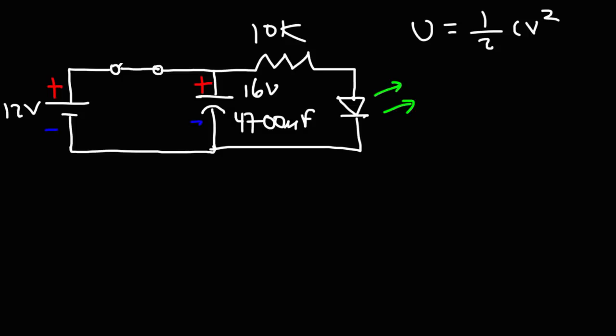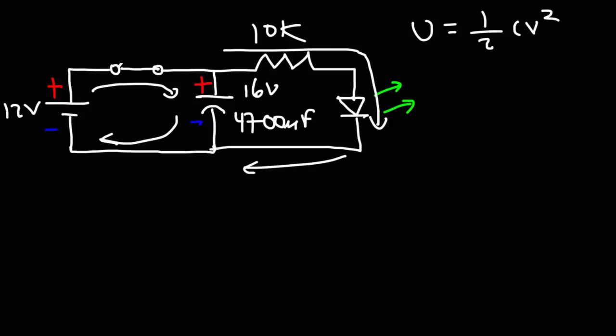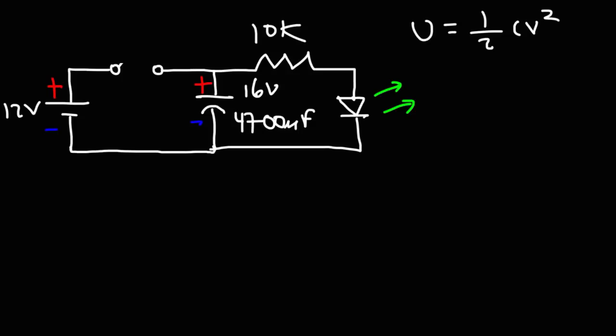Initially, if we close the switch, current from the battery will be used to charge the capacitor. And some of the current will also activate the LED. So the LED is going to turn on. Now once the capacitor is charged and we open the switch again, no current will be able to flow from the battery.